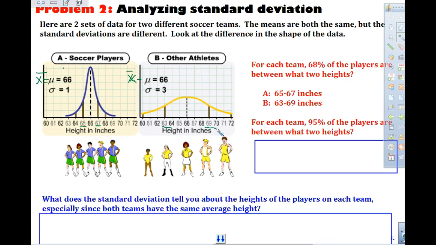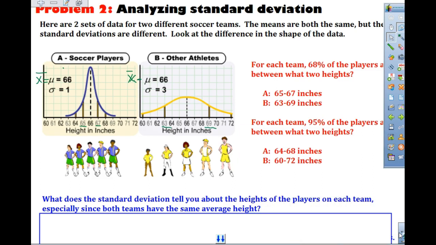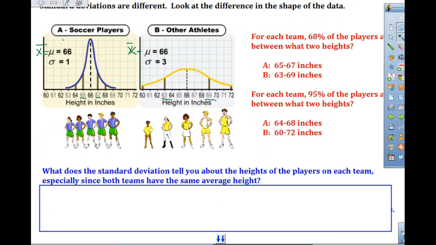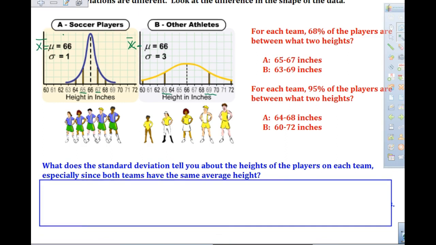So for each team, 95% of the players are going to be between which 2 heights? So this one, we're going out 2 standard deviations. That's our 64 to 68. The second team is going to go all the way from 60 up to 72 inches, right? So when we are looking at those, does it make sense how they got those numbers when we look at our percentages, okay? So looking at 2 standard deviations away, whereas this one is 1. So it says, what does standard deviation tell us about the heights of the players on each team, especially since they have the same average?